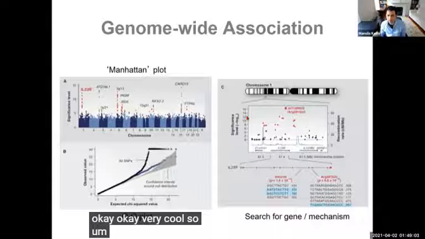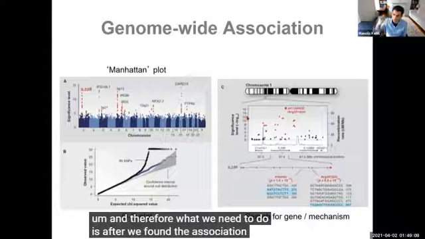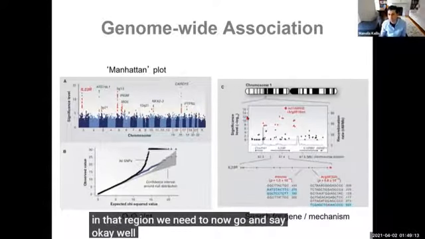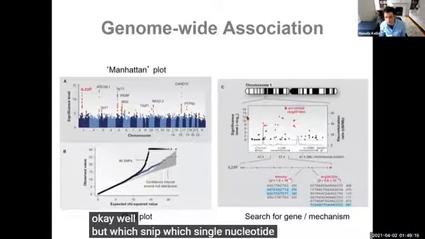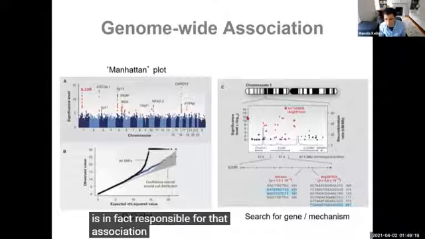So, and therefore, what we need to do is, after we found the association in that region, we need to now go and say, okay, well, but which SNP, which single nucleotide polymorphism in that region is in fact responsible for that association?